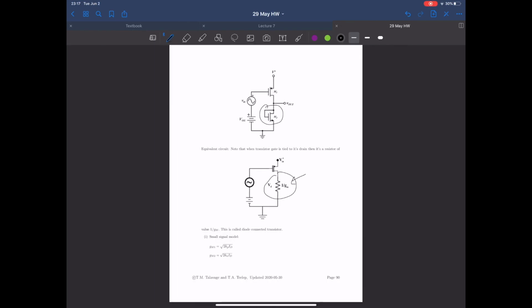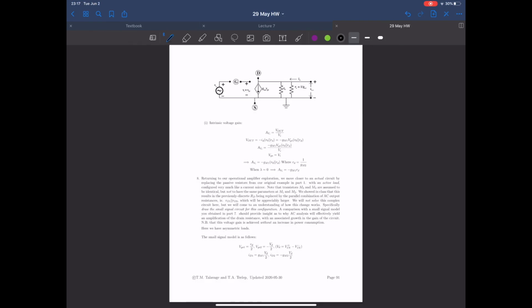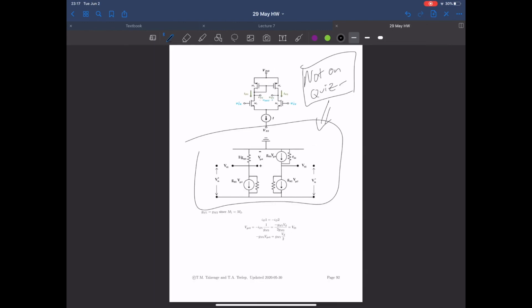So yeah, pretty straightforward. And then this is just replaced in here for that. So this is applying what you already should know from the lecture.